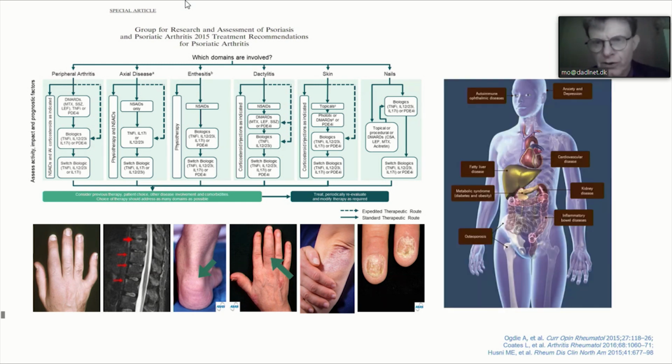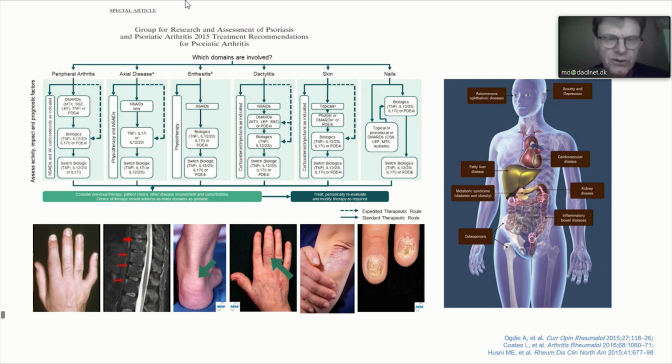On top of the different musculoskeletal manifestations, there's also a lot of other things that can occur to our psoriatic arthritis patients, including, for instance, inflammatory bowel disease or metabolic syndrome, or also an increased risk of cardiovascular disease, uveitis, anxiety and depression, and so forth.